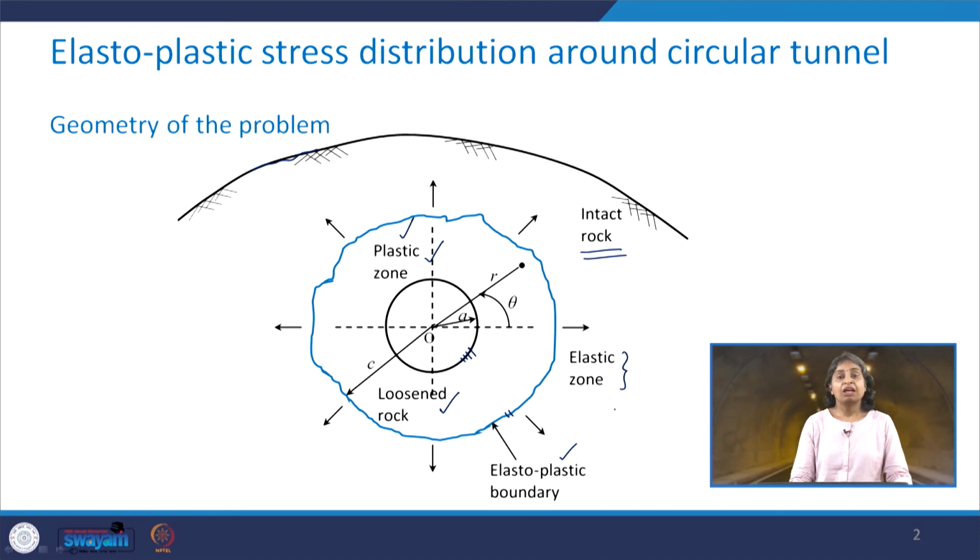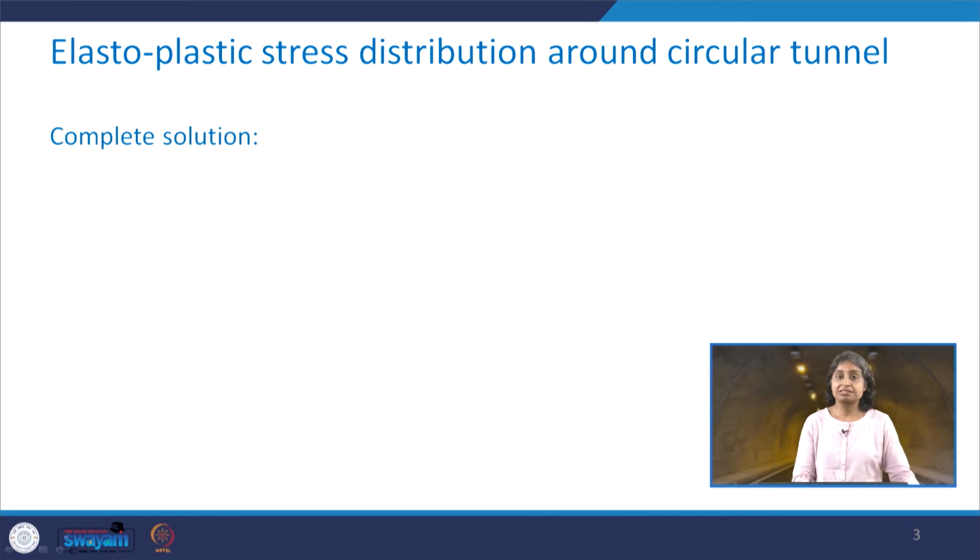Why are we calling it the elastoplastic boundary? The region between this excavation and the elastoplastic boundary is the loosened rock, and we are calling this the plastic zone, and beyond this elastoplastic boundary we have the elastic zone. Then we considered that since the loading condition and boundary conditions are all symmetric along with the symmetric geometry, we can very well assume that the elastoplastic boundary will also be circular in shape with the radius C. So, this was the geometry, and then we derived various expressions for stresses. Let us try to write the complete solution.